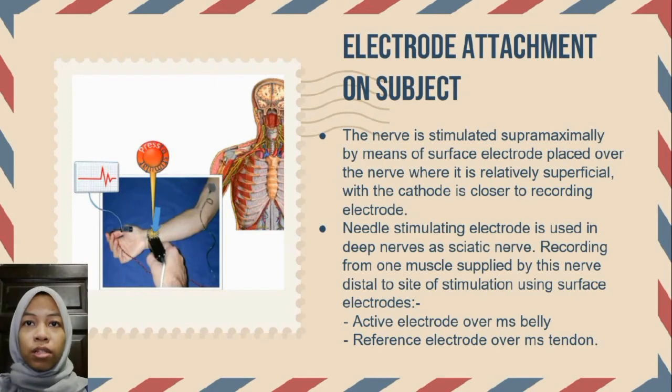Recording from one muscle supplied by this nerve is done with the stimulation using surface electrodes, that is, the active electrode over the muscle belly and the reference electrode over the muscle tendon.